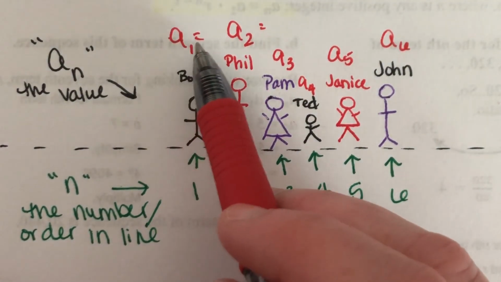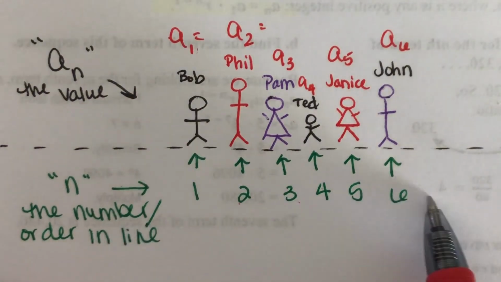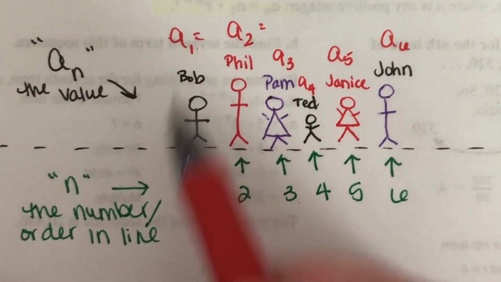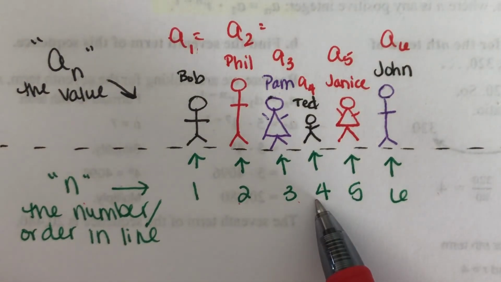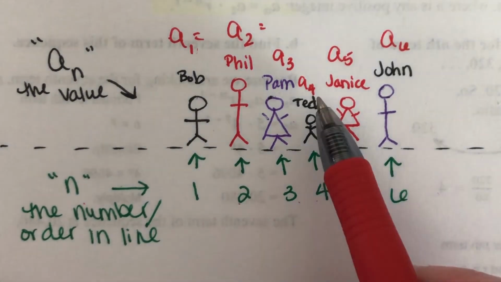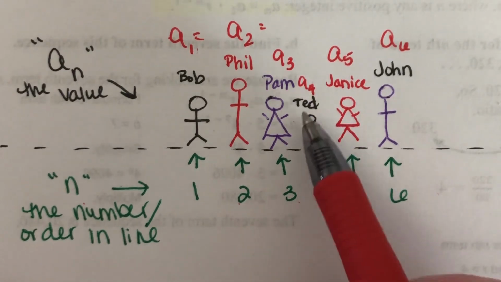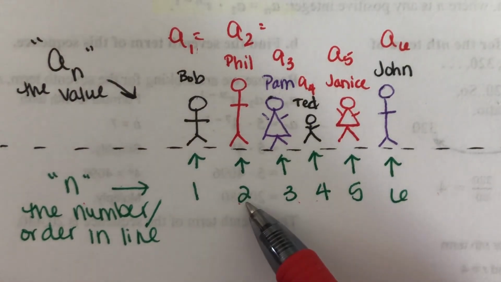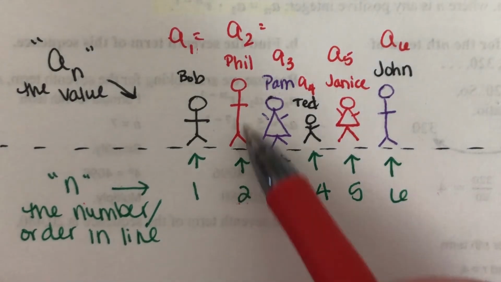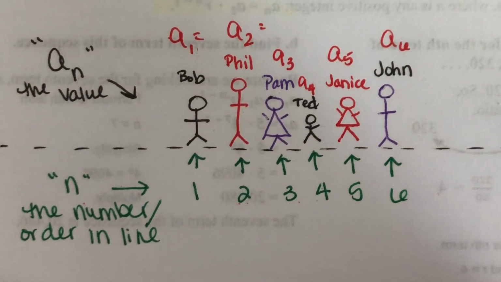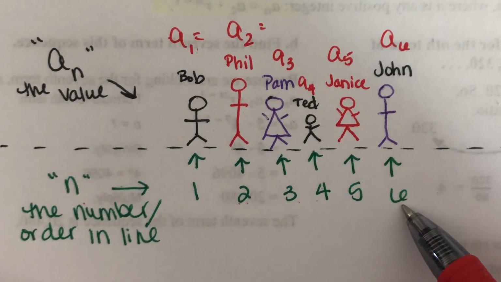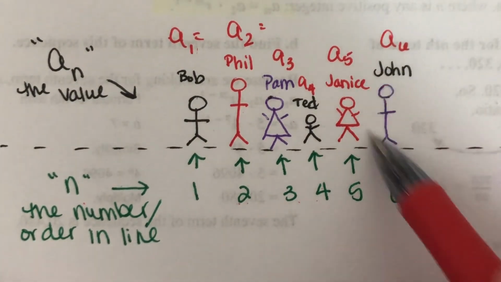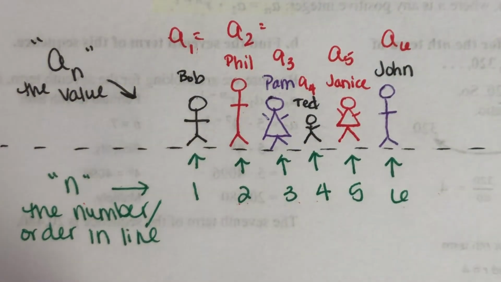So a sub whatever, the little number tells you what place it is in line, but then that whole entire value is what's there. So when n is 4, what's a sub 4? In this case, Ted. Ted is a sub 4. When n is 2, what's a sub 2? Here's the second place in line, so a sub 2 is Phil. When n is 6, what's a sub 6? The sixth person in line is John, so John is a sub 6. I hope that's making sense. I know that's kind of goofy.